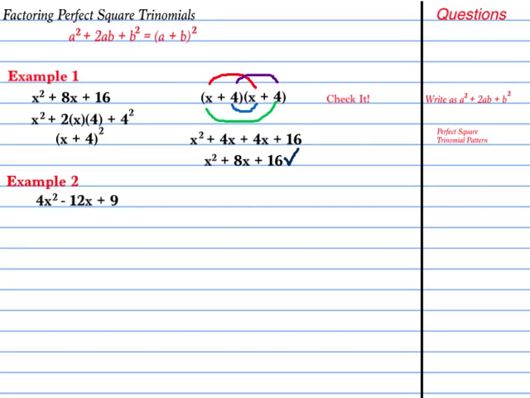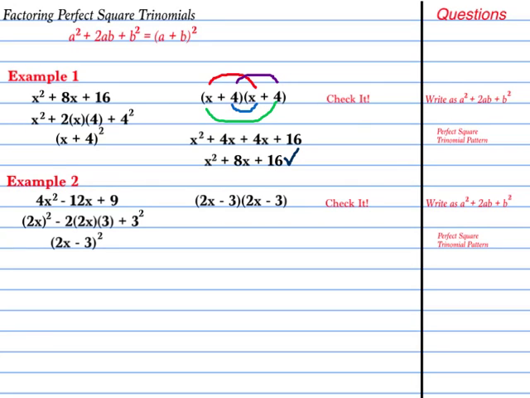Here's another example where a is not 1. Once again, 4 is a perfect square, 9 is a perfect square. We'll have 2x squared. We have 3 squared. And then we have 2x times 3 in the parentheses. And that gives me 2x minus 3 squared. Once again, you can go ahead and write it as 2x minus 3 times 2x minus 3 if you so choose as well. And that sets up my perfect square trinomial pattern.